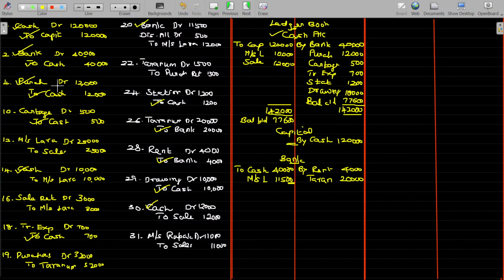Now let's go for the purchases account. Purchases account, to cash, this value being 12,000. Again we have purchases in the 19th transaction, to Taranam. I just put Tara, 32,000. And that's all. Purchases are only these two entries.